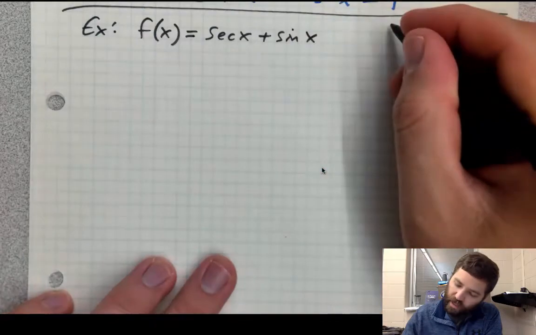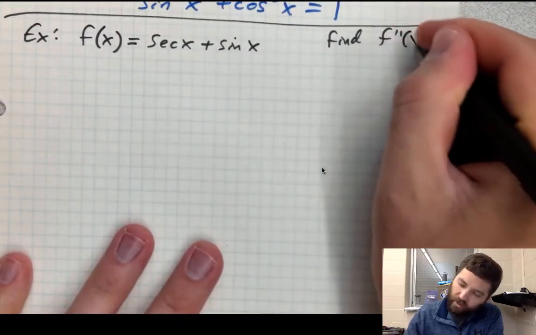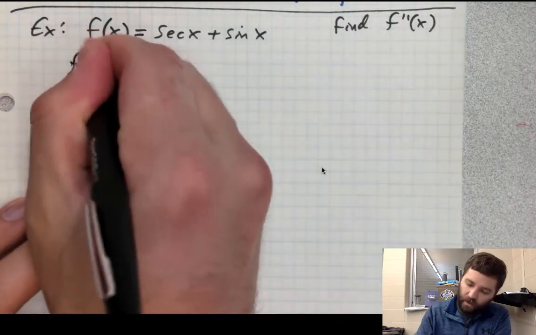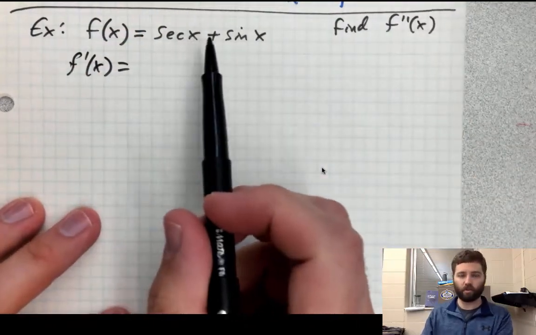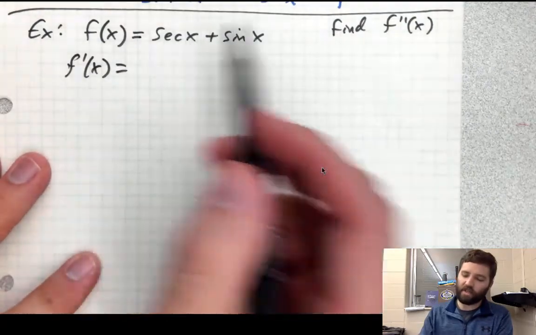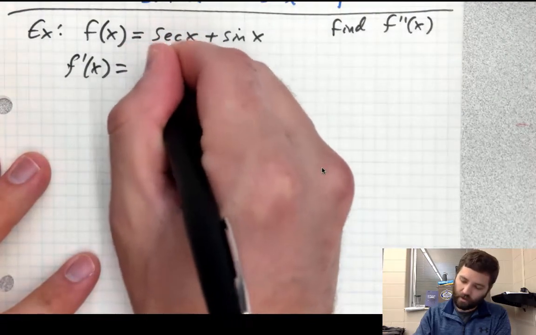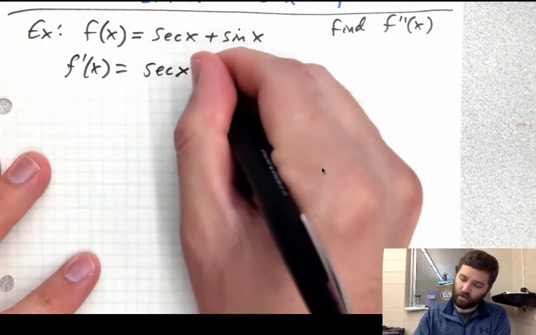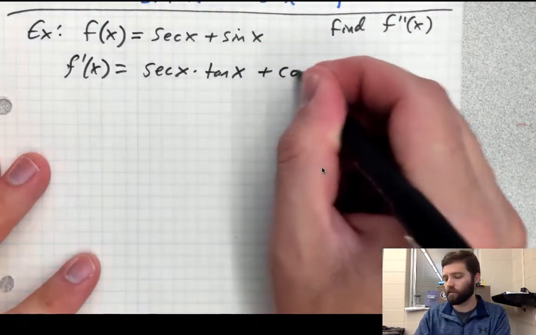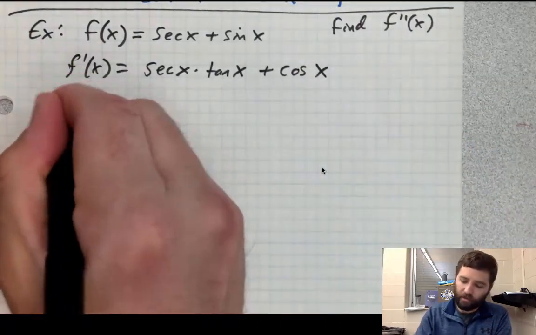And what we want to do is find f double prime of x. So we want to find the second derivative here. Okay. First derivative. Well, this is a sum of two functions, so what we'll do is we'll take the derivative of the first plus the derivative of the second. Derivative of secant. Check my rules. Looks like it's secant times tangent of x, so I'll write secant times tangent. Derivative of sine. It's cosine. Okay? First derivative done. Second derivative.